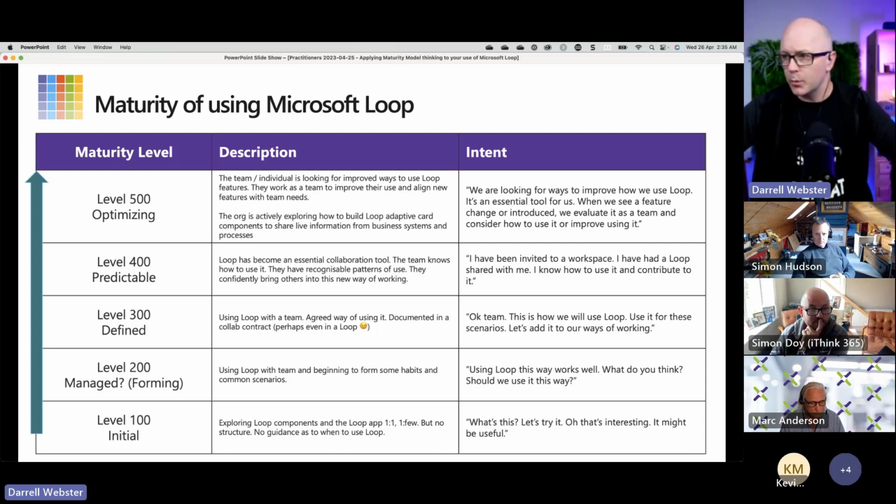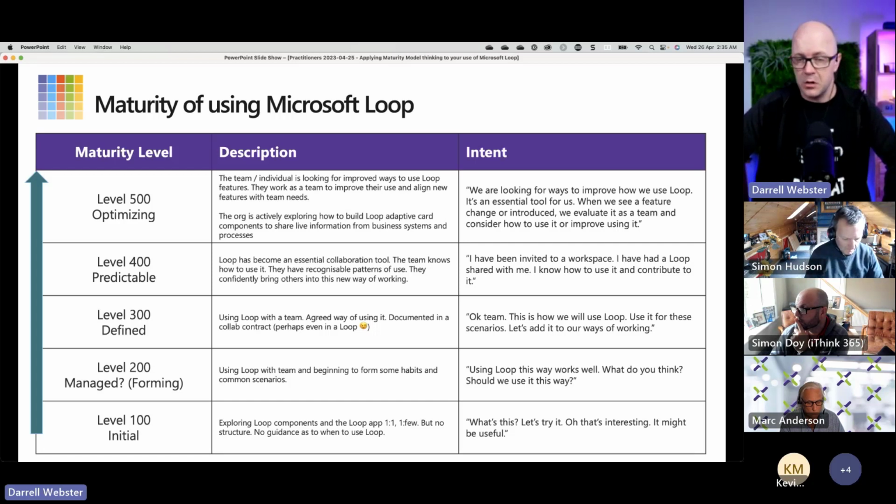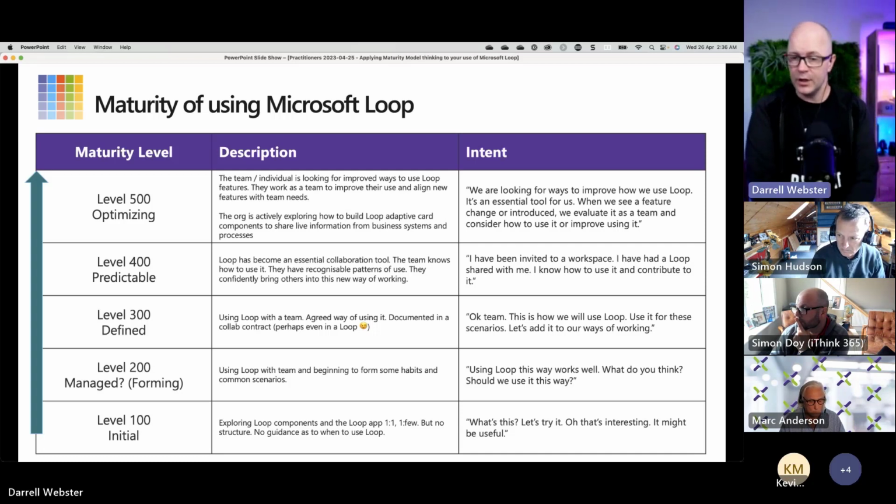Predictable. Loop could become an essential tool for collaboration for some. We're certainly making it that way as we start to use it for facilitating projects and ideation. The team knows how to use it. There are some recognizable patterns as they come into those workspaces, and they think, oh yeah, I know my way around here. This is a project that Darrell's run, and I've been invited to a workspace. It's been shared with me. I know how to use it. I know how to contribute.